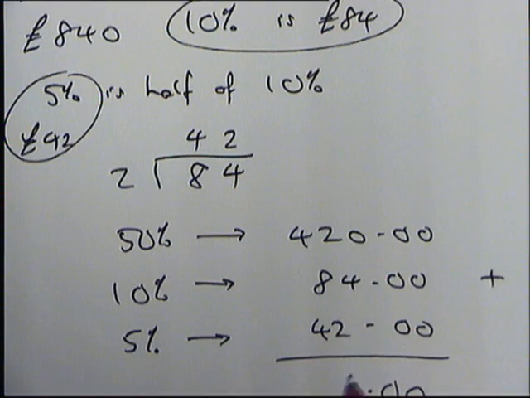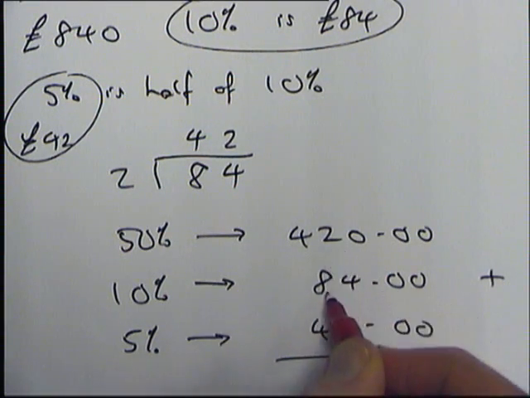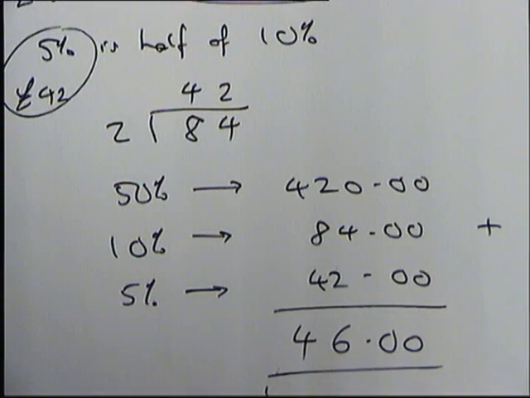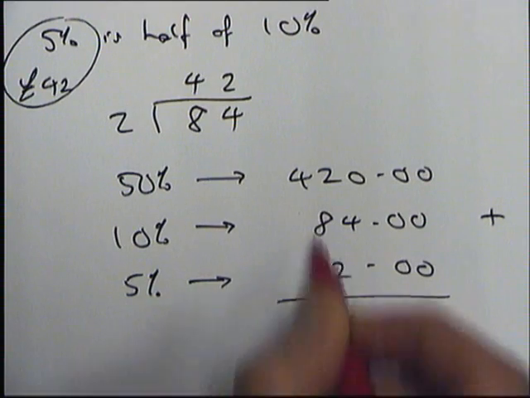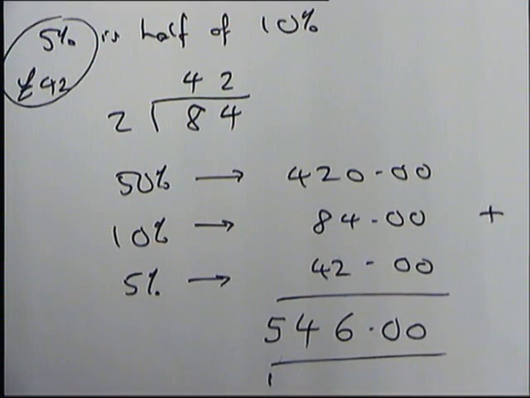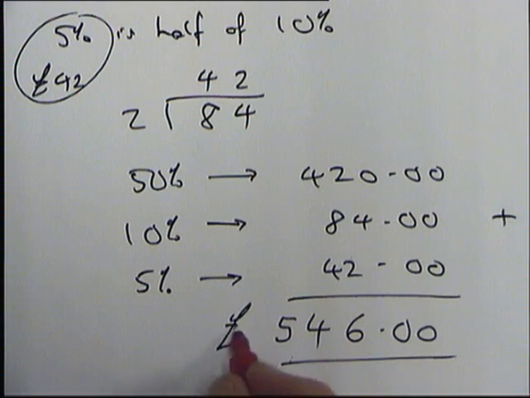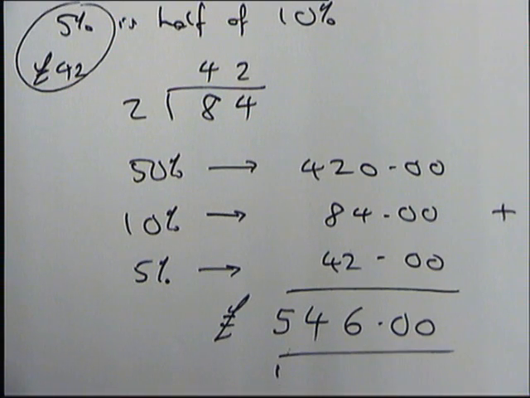0, 4 and 2 make 6. 2 and 8 make 10. And 4 make 14. So I put the 1 down here. The 4 and that 1 make 5. So I've worked out that 65% of £840 is £546. And that was all done without the use of a calculator.